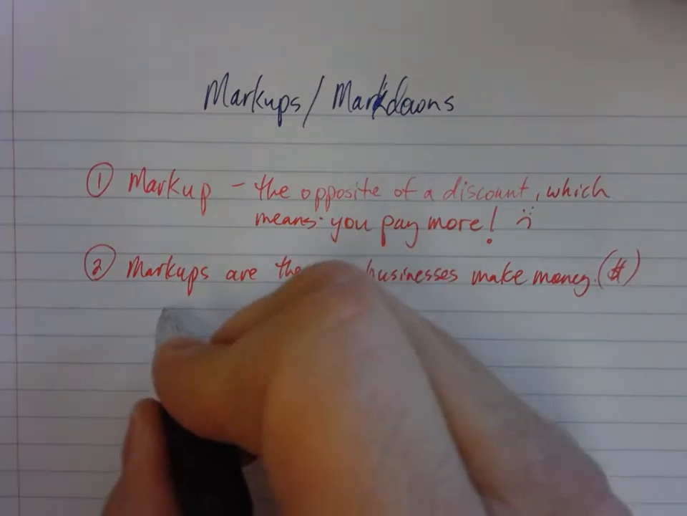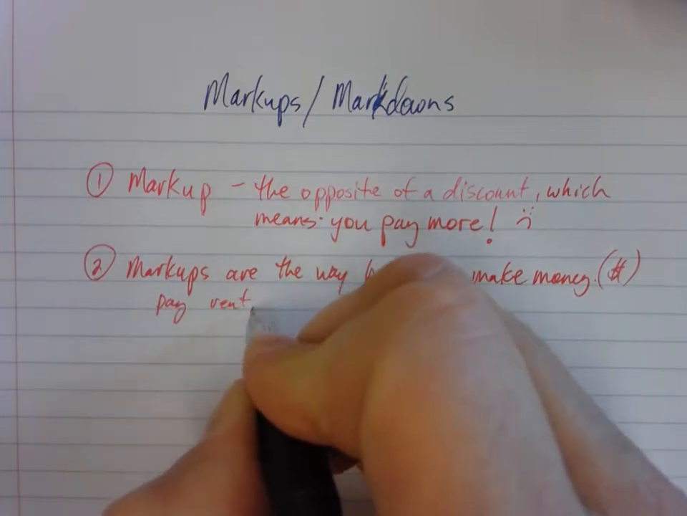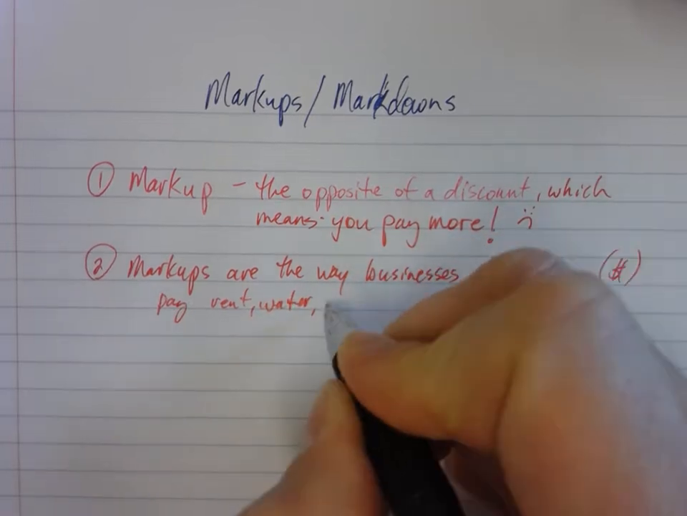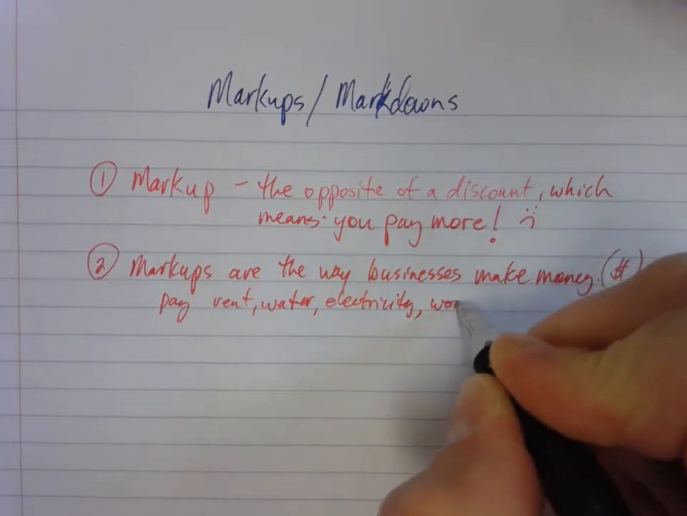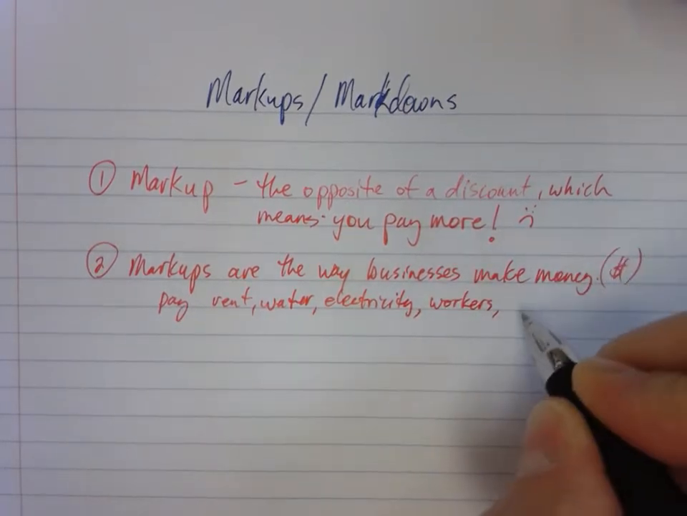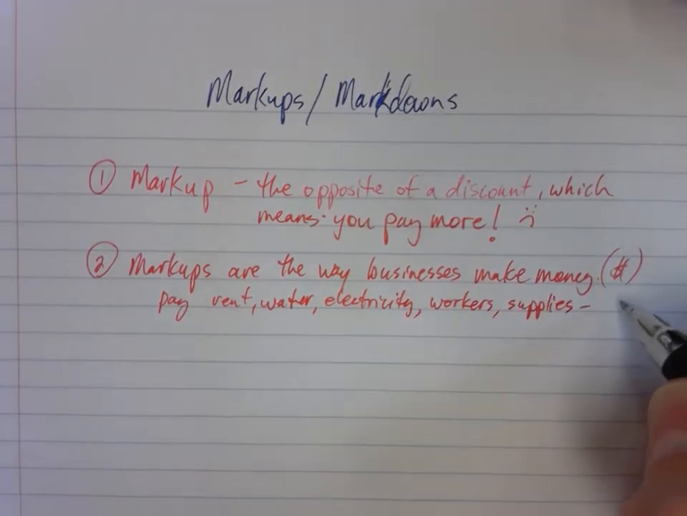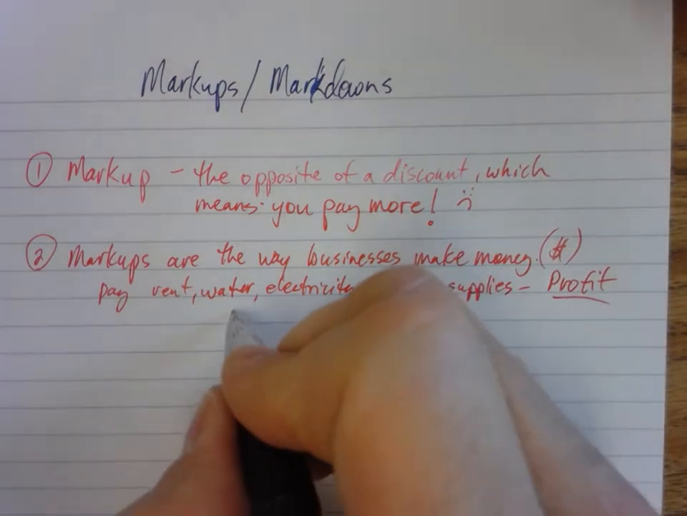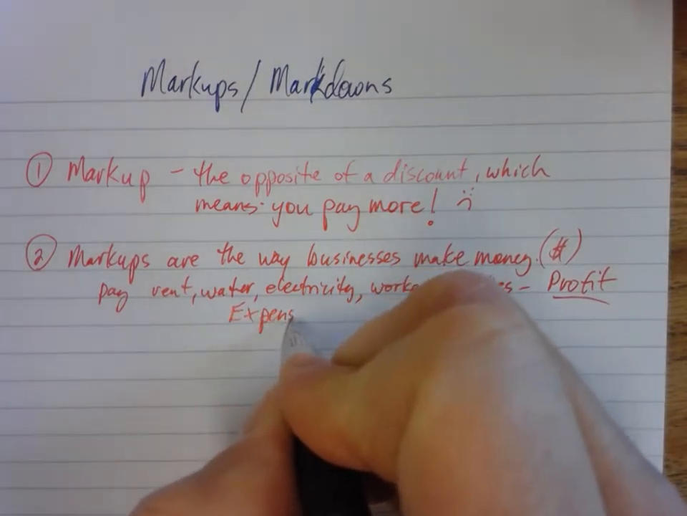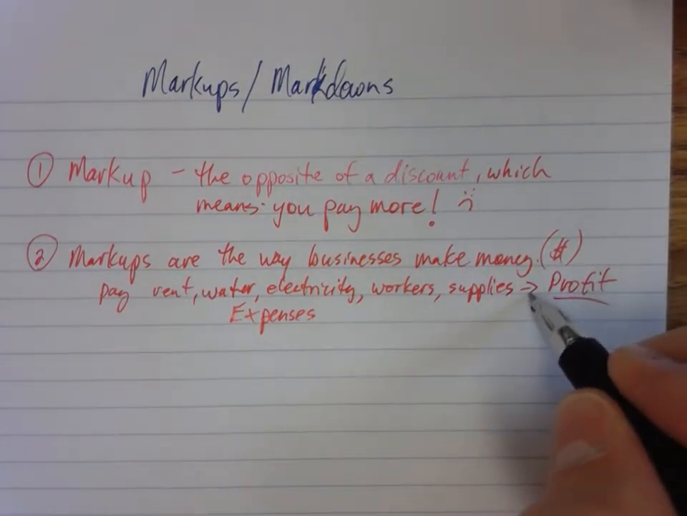They got to pay rent. They got to pay water. They got to pay electricity. They got to pay their workers. They got to pay for all their supplies that they get. These are called expenses. After they get done paying all their expenses, whatever they have left is called profit, and they hope they're going to make a profit.